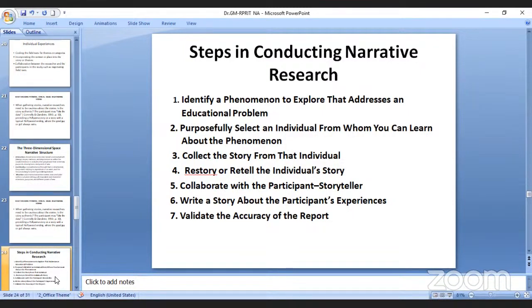Then collaborate with the participant or storyteller. So you can collaborate with him, the participant or storyteller. Then write a story about the participant's experiences. So you can write a story about the participant's experiences. Then validate the accuracy of the report. You can validate the accuracy of the report.